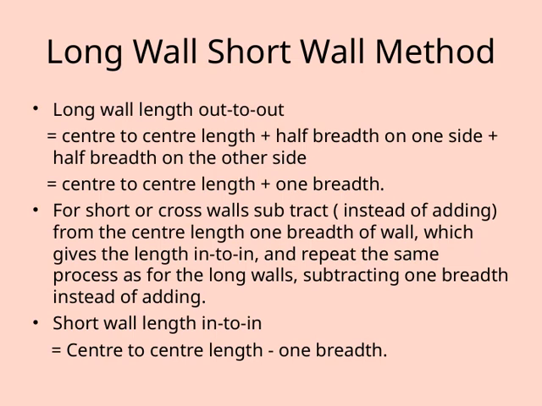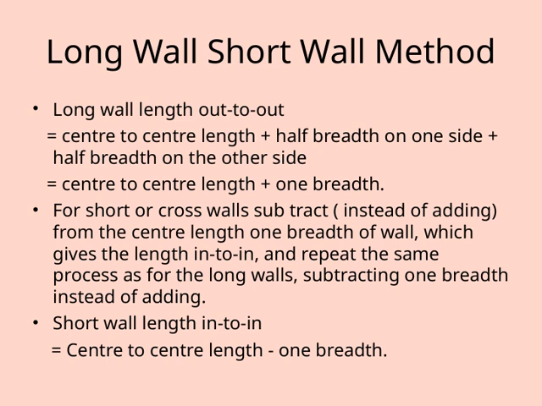When we're measuring the length of a long wall from out to out, we start with the center to center length. Then, we add half the breadth on one side and half on the other side. This simplifies to the center to center length plus one full breadth. Now, for short or cross walls, the approach is a bit different. Instead of adding, we subtract one breadth from the center length. This gives us the in-to-in length of the short wall.